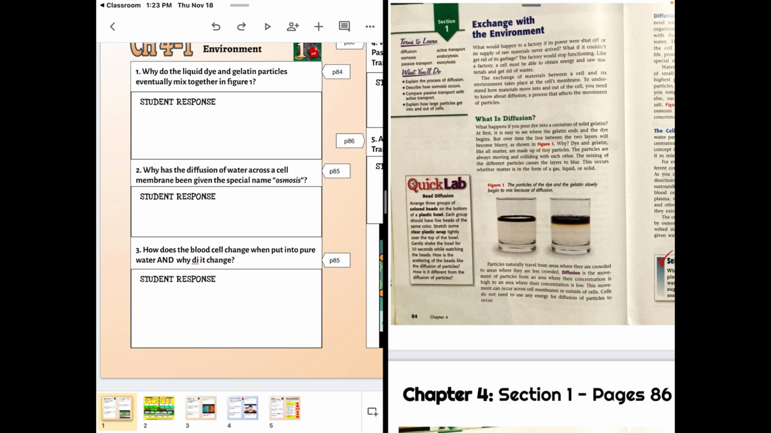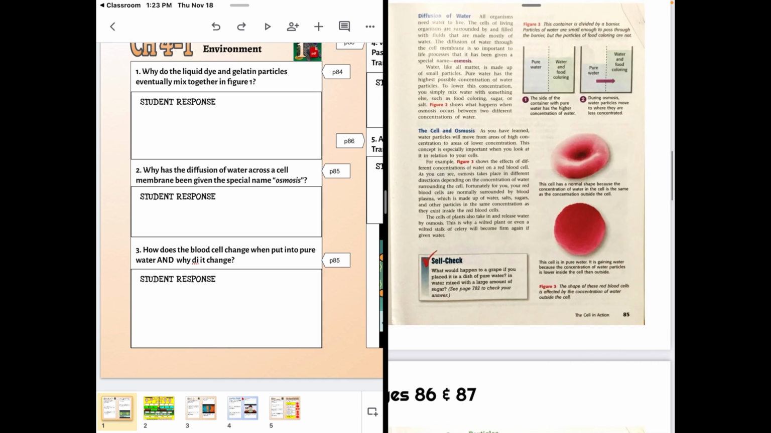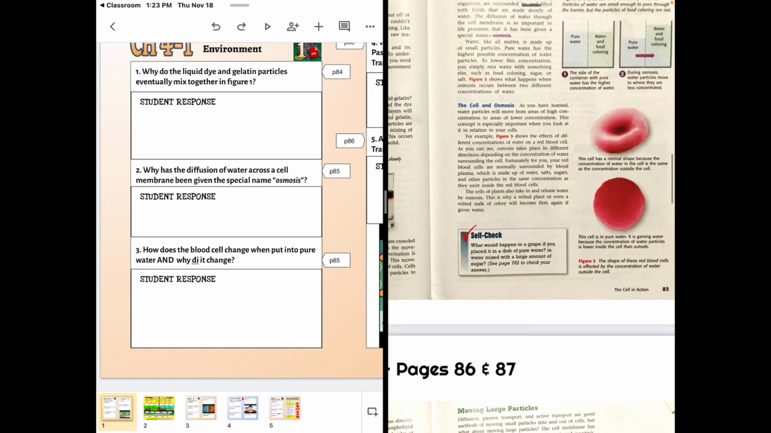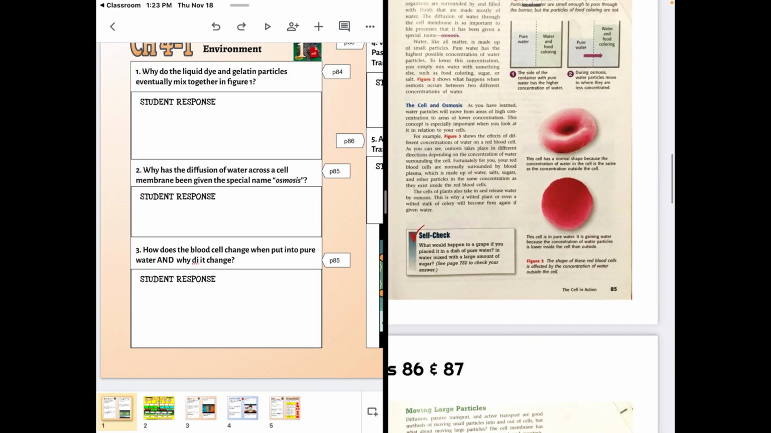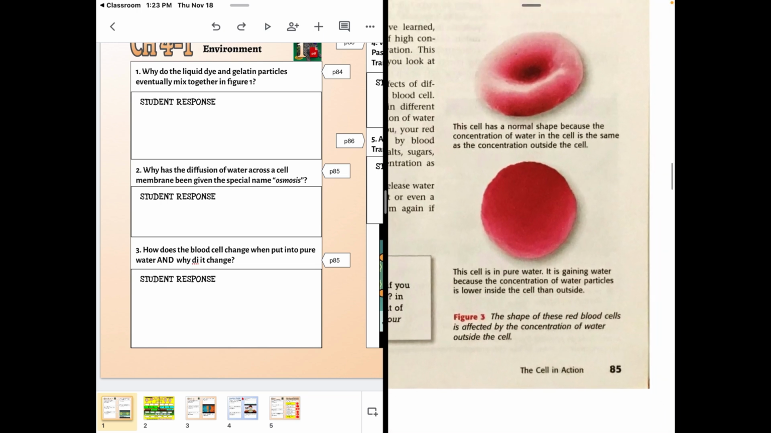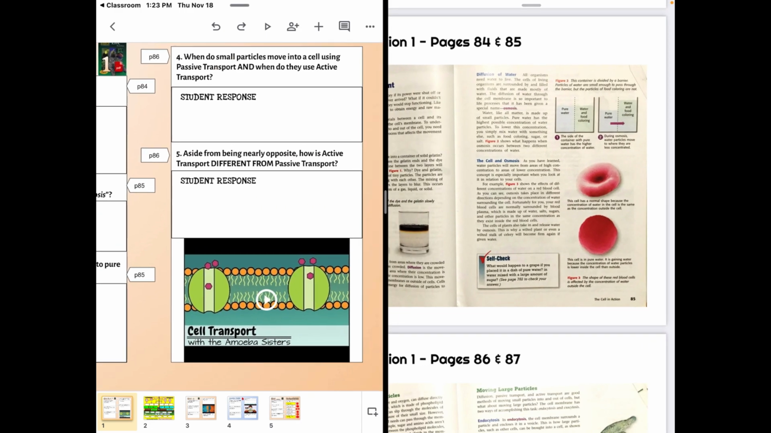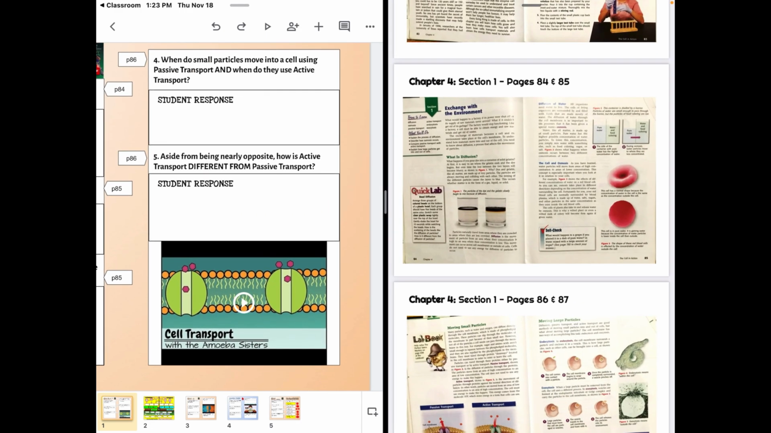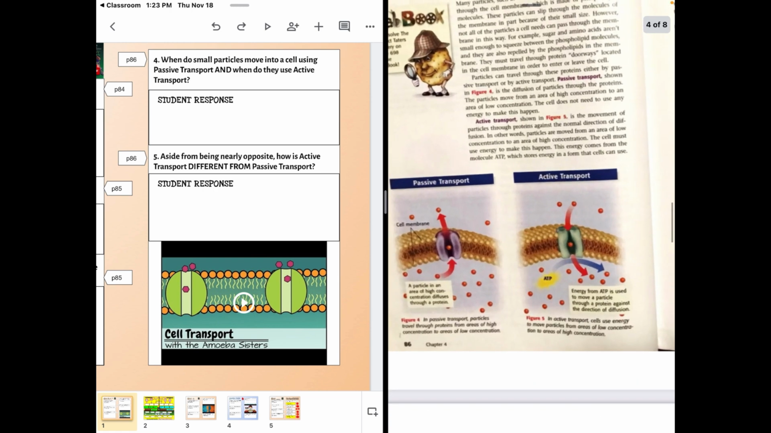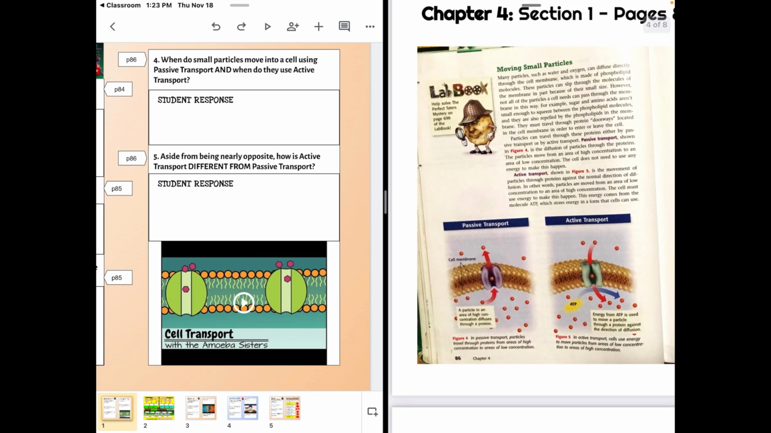The next question about diffusion of water across a cell membrane is about osmosis. So the paragraph on osmosis would help. And when we talk about the blood cells, the picture of the two blood cells would help. So the top blood cell is a normal one. The bottom one has been put in pure water. Reading about it tells you why it changed. And then we have active and passive transport, which is this page for questions 4 and 5.